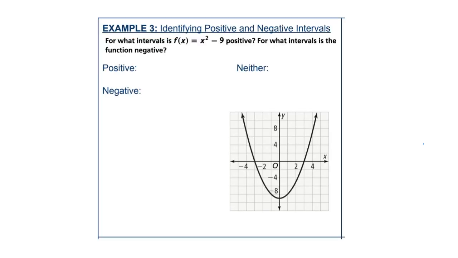All right, the next part of this section is identify positive and negative intervals. Okay, so positive would be above the x-axis. So positive is above x-axis. Negative below x-axis. And neither means it's on the x-axis. So that'd be our x-intercepts.